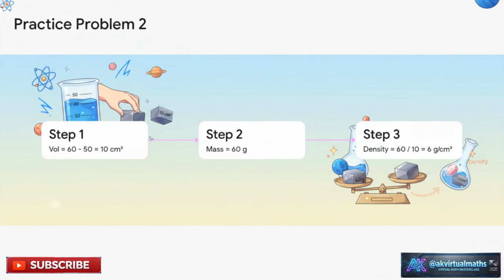Step 1. Volume equals the new level, 60, minus the old level, 50, which gives us 10 cubic centimeters. Step 2. The mass is 60 grams. Step 3. Density equals 60 grams divided by 10 cubic centimeters. Excellent work. By subtracting those water levels, you found the volume was 10, making the final density 6.0 grams per cubic centimeter. You are doing fantastic.